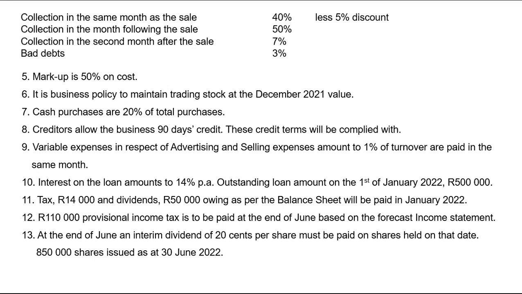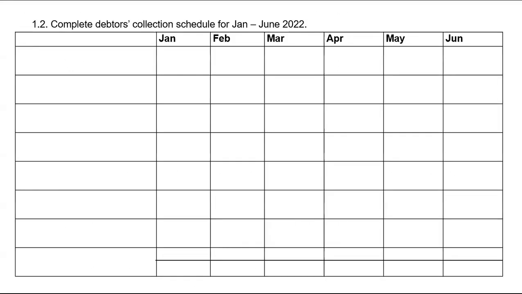All right. And then we know that 50% will be collected in the month following the sale, and 7% will be collected in the second month after the sale. 3% we must write it off as bad debts. All right, let's use that information. Please note that when I calculate collection from debtors, I'm only going to use credit sales. You don't use your total sales, you only use your credit sales.